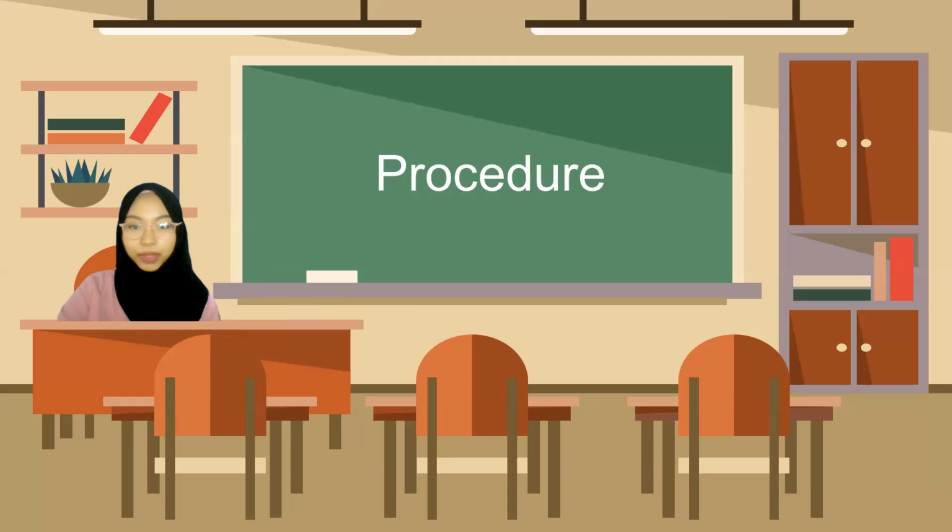Now we go to the procedure of the audio-lingual method. The first is the teacher gives a brief summary of the content of the dialogue, and then the language learners listen attentively while the teacher reads or recites the dialogue at normal speed several times. And then a repetition of each line by the learners.